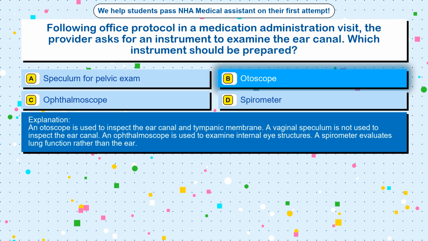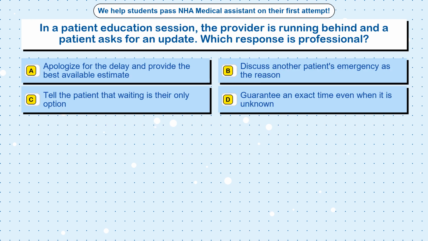An ophthalmoscope is used to examine internal eye structures. A spirometer evaluates lung function rather than the ear. Question 73. In a patient education session, the provider is running behind and a patient asks for an update.